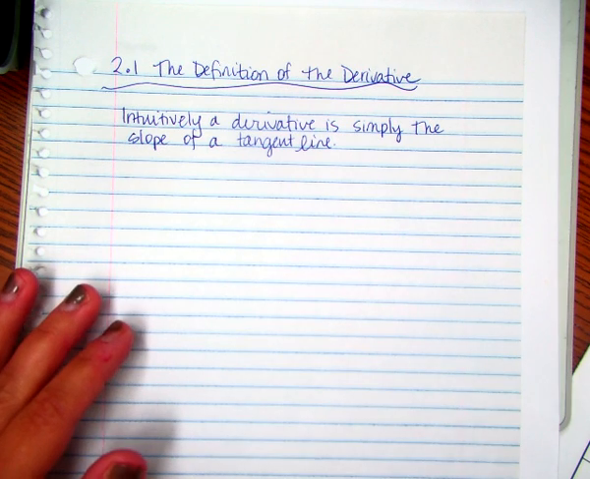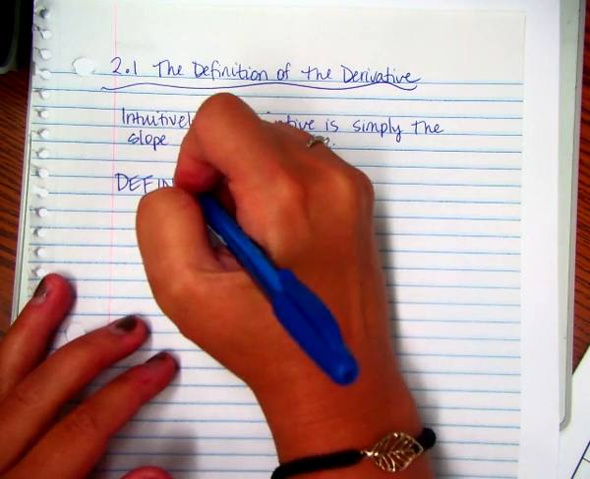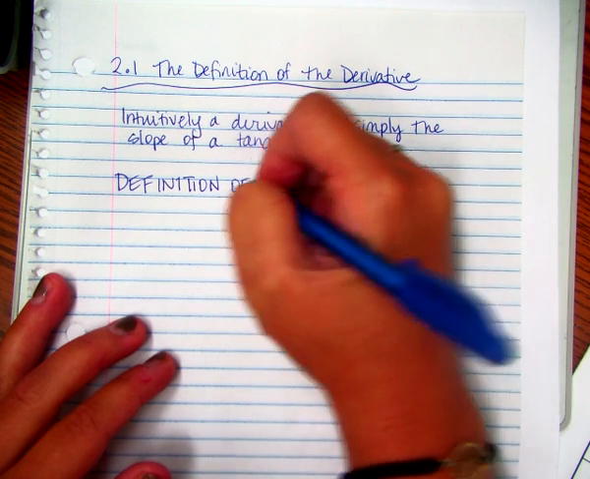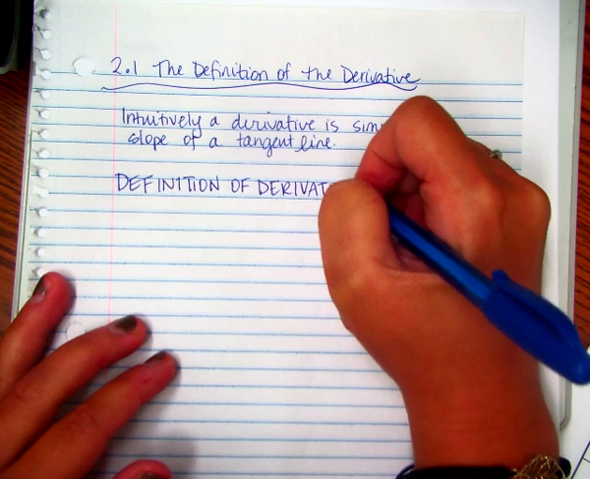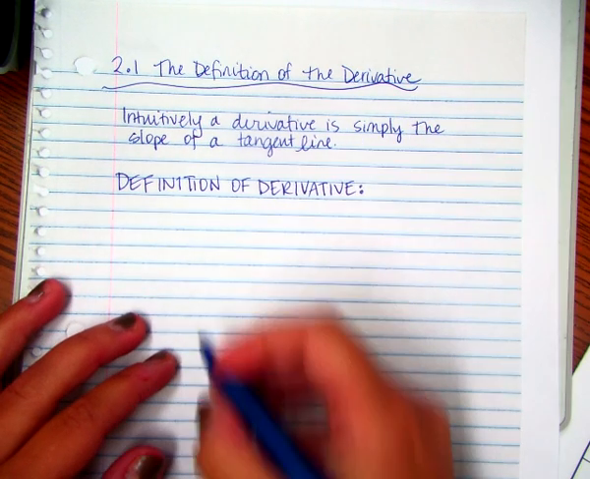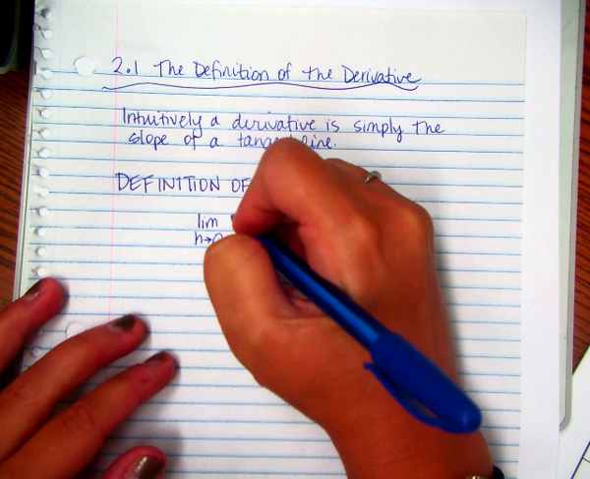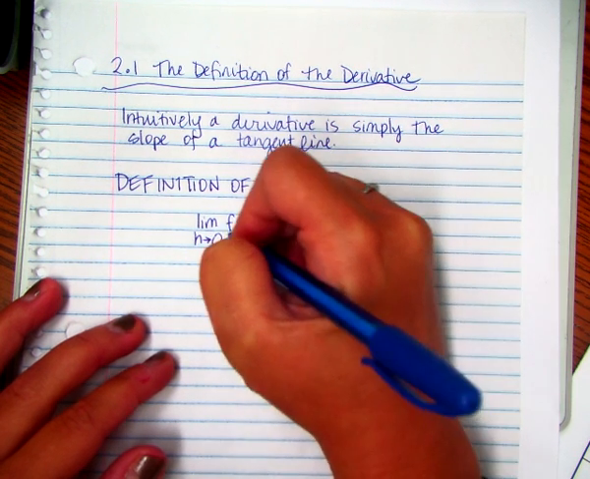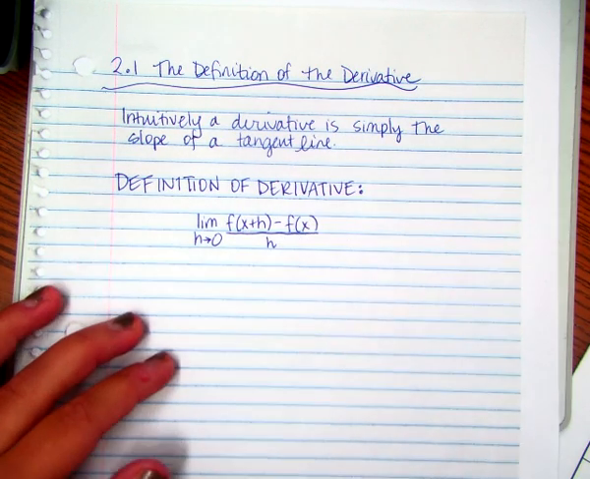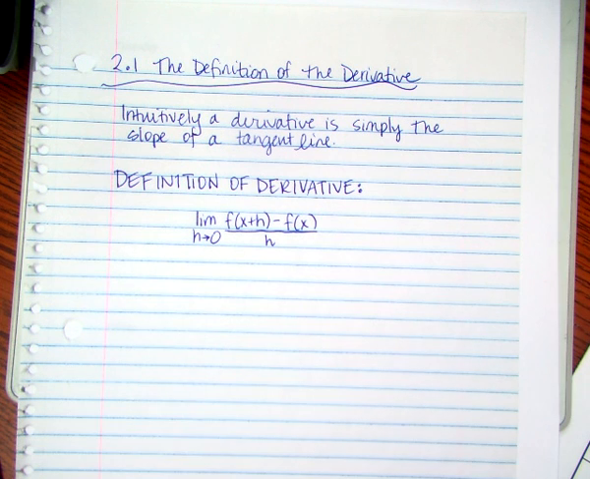Okay? The actual definition, when I ask you to memorize this, of the derivative is given by a limit. So it's the limit as h approaches 0 of f of x plus h minus f of x all over h. Okay? And now you're probably like, what? Okay? This limit doesn't make a whole lot of sense right now, but we're going to try to unpack it and see if we can get it to make sense.